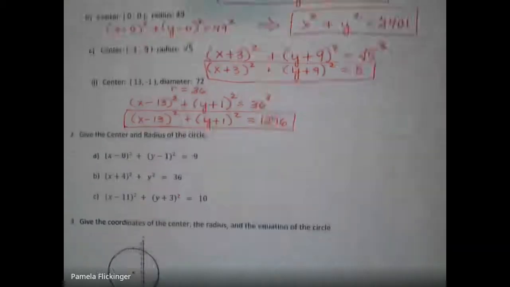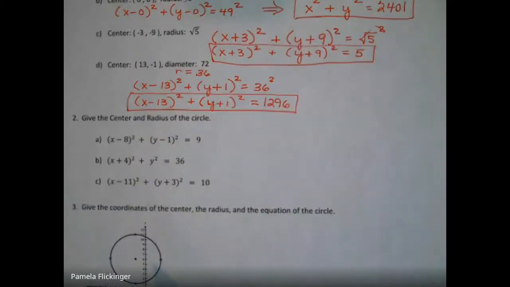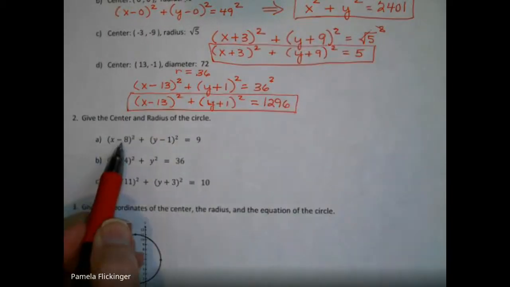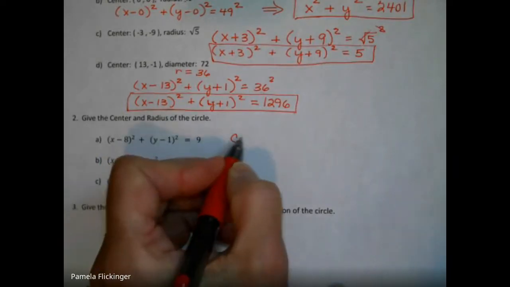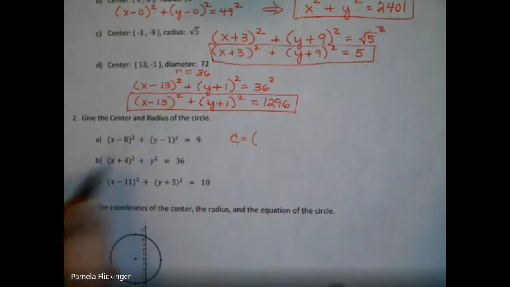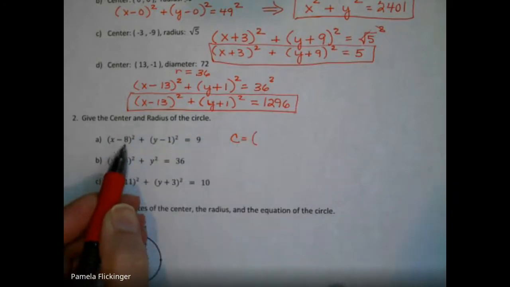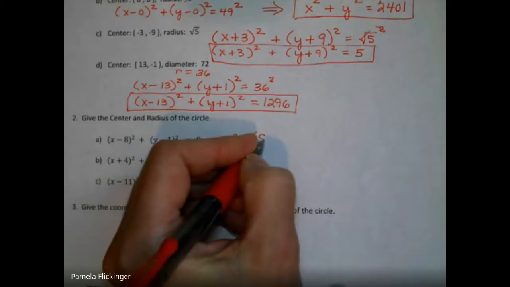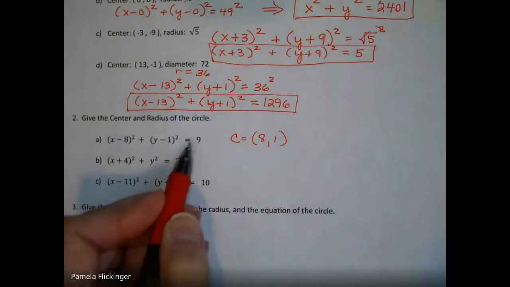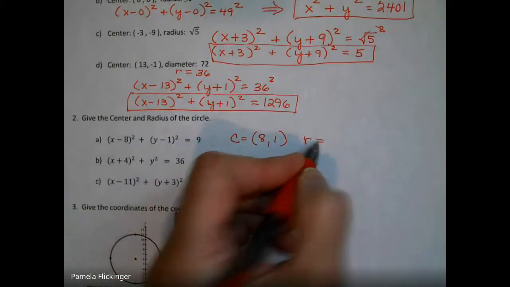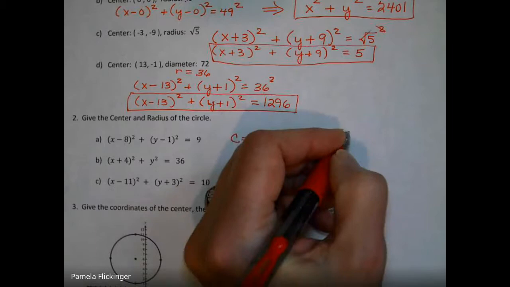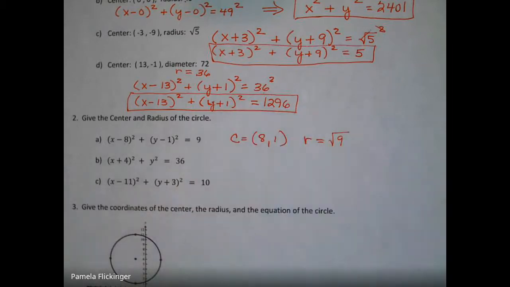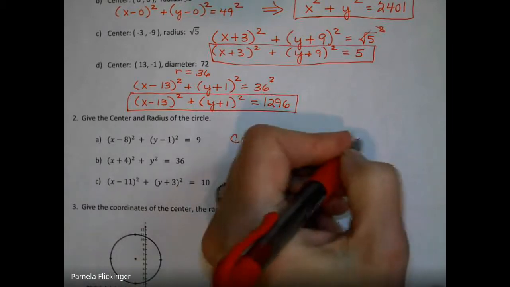All right, let's reverse it. So now we're going to be given the equation, and I want you to tell me what the center and radius are. So when I look at this, remember we're going to think opposite. So the center, I'll use capital C, is going to be +8, +1. The radius is the square root of this number, because remember, the number being shown represents r squared. So the square root of 9 would be 3.